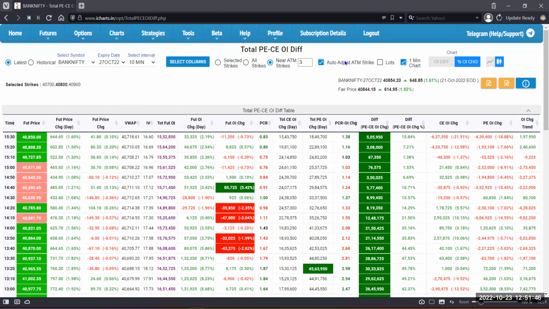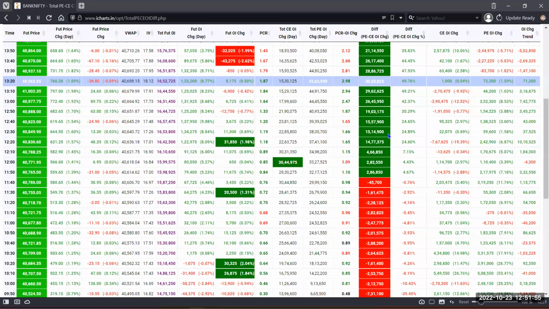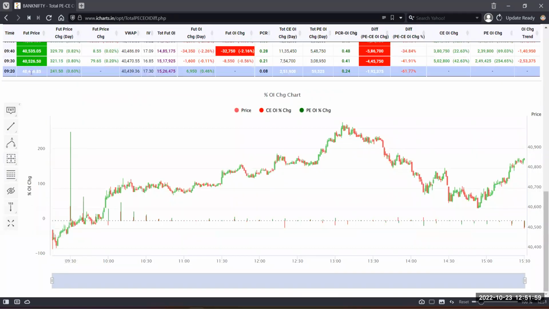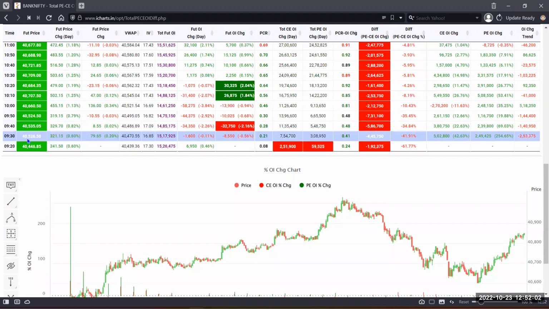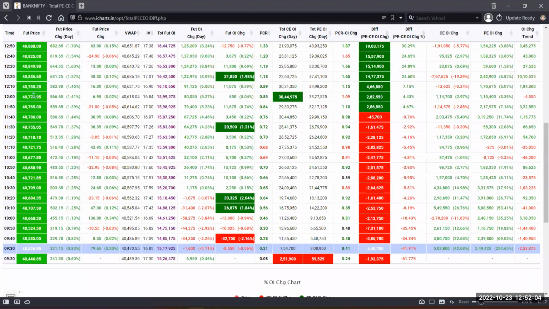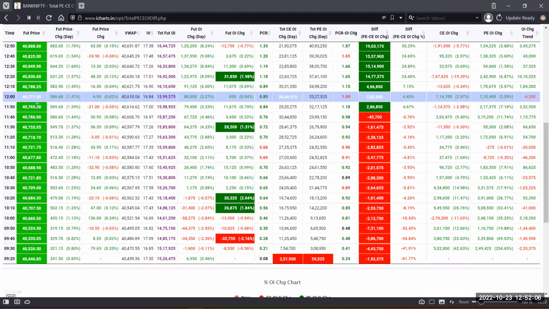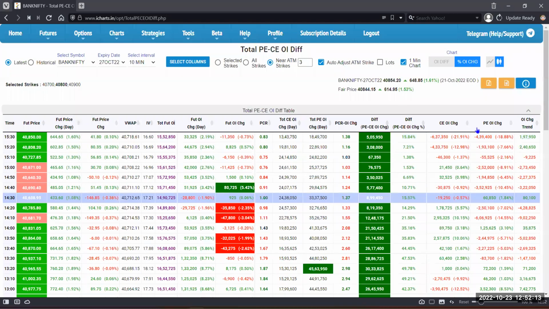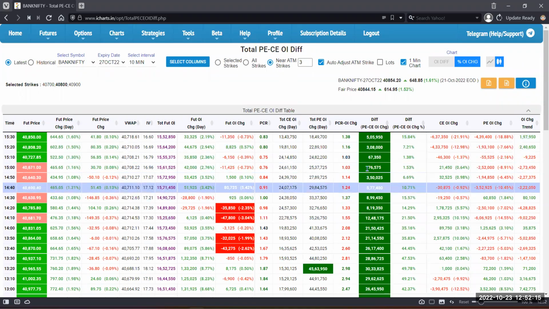So this auto adjust ATM strike means that as price moves, these strikes will keep on changing, and the whole picture over here will get changed. It's not that when you open, it'll use this as the ATM and then keep it this way. When ATM has changed over here, this whole data since morning will get changed. So it's bound to confuse people who are not aware of this. So you need to be aware of that.